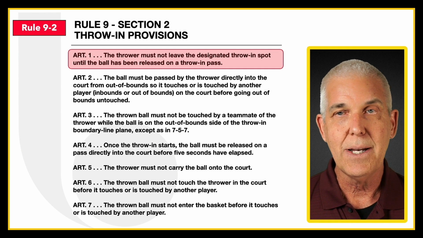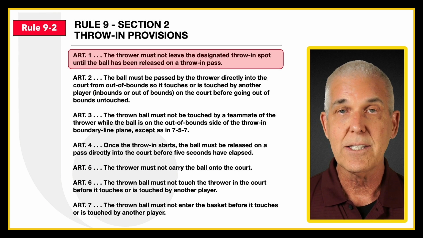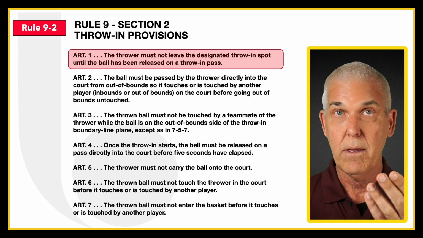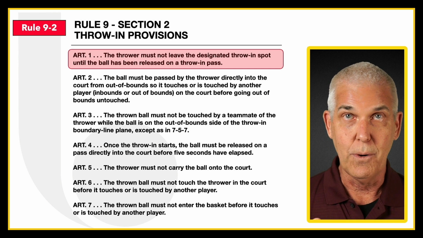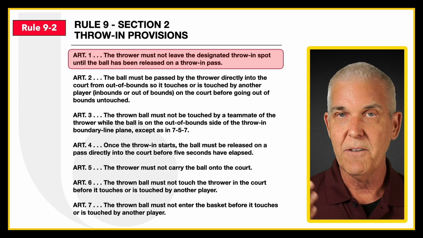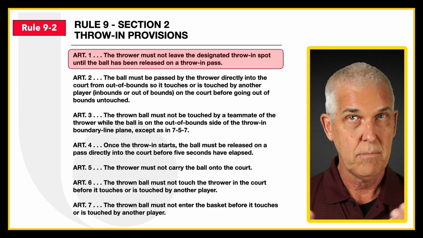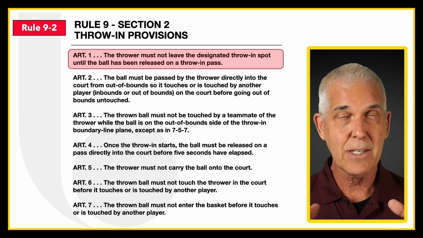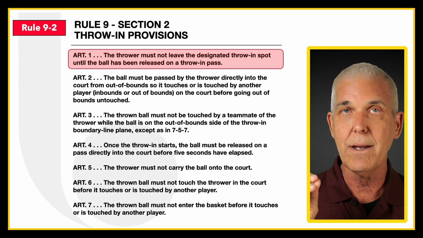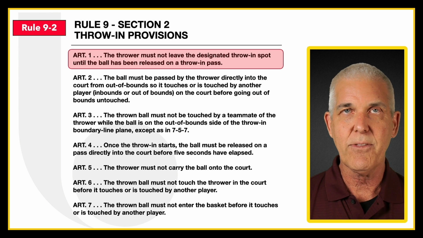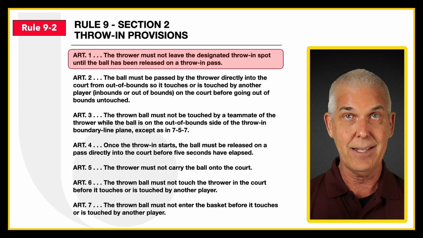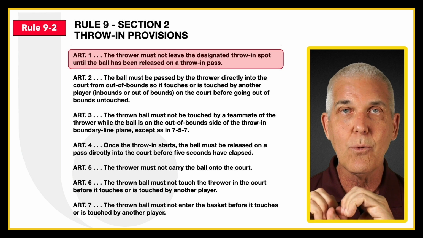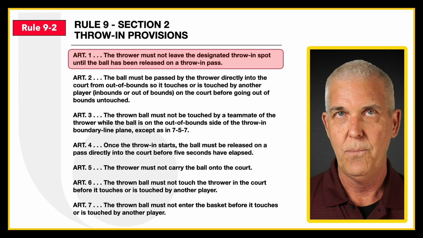Article 1, the thrower must not leave the designated throw-in spot until the ball has been released on a throw-in pass. Straightforward. It's already been described. The violation says the same wording. The thrower must not leave the spot. Leaving the spot would be failing to have one of their feet above that 3-foot wide area that extends back as far as it can go prior to the release of the throw.